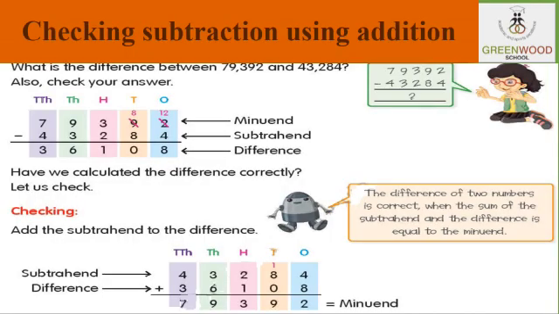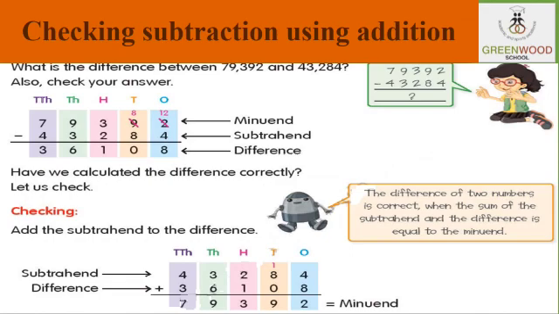Our next topic is checking subtraction using addition. What is the difference between 79,392 and 43,284? Also check your answer. First we'll subtract these two numbers. First subtract the ones. 2 minus 4. 2 is small number, so borrow from tens. So 2 becomes 12. 12 minus 4 is equal to 8.